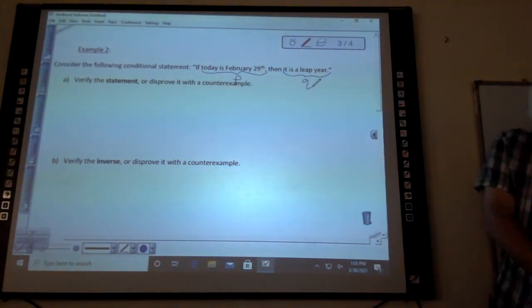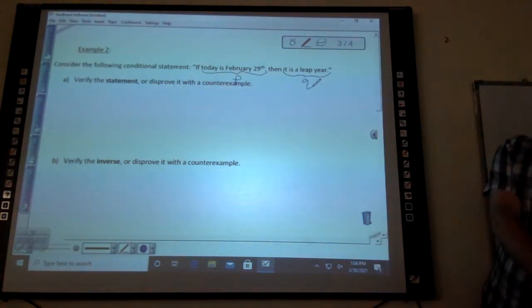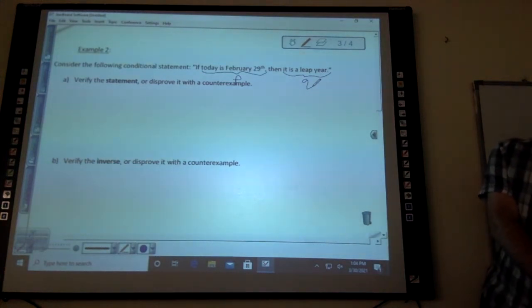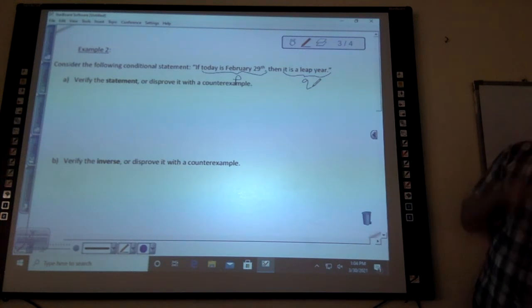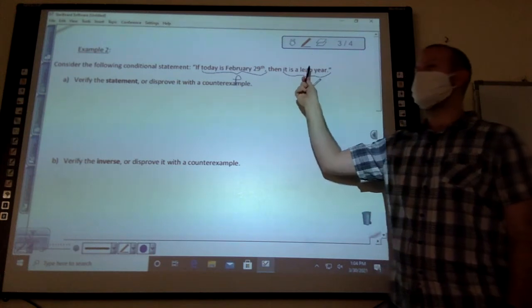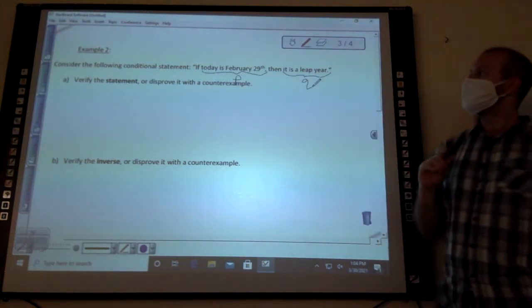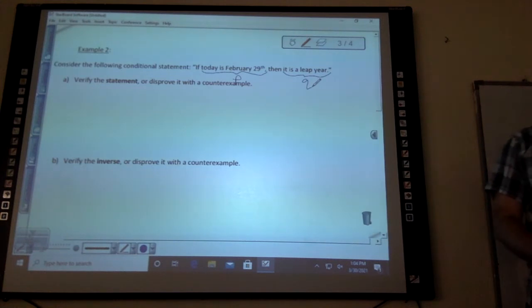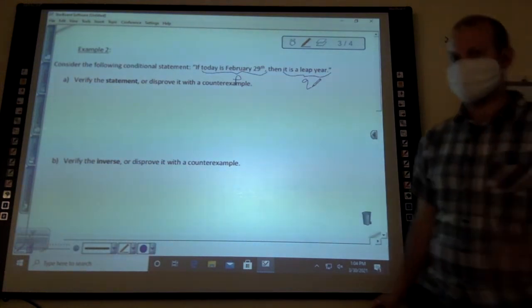So we need to verify this statement. So either we say it's true and provide evidence, or we say it's false and come up with a counterexample. So let's try and think of this. Is there a way that I can make this true and this false? So let's say that today is February 29th. Is there any way that it is not a leap year? Can you have a February 29th that is not on a leap year? No. February 29th only occurs on a leap year.